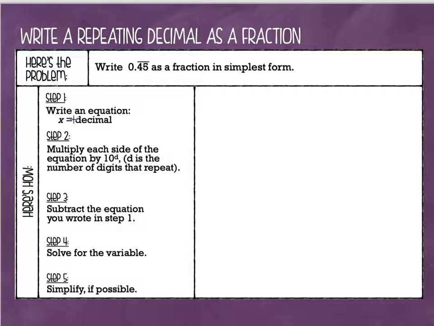All right, the first thing is we're going to write an equation, and we're going to make our equation x equals whatever that decimal is. So we're going to start out by writing an equation of x equals 0.45 repeating.